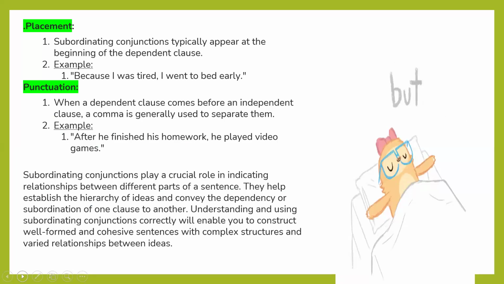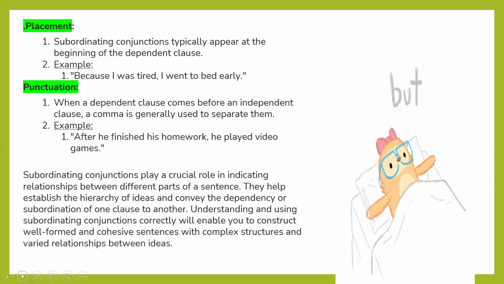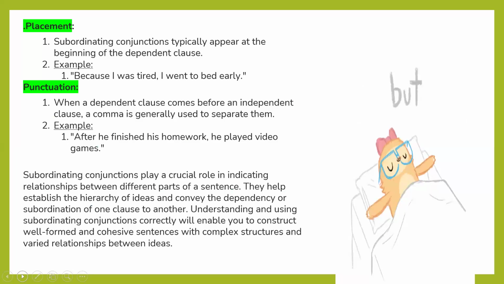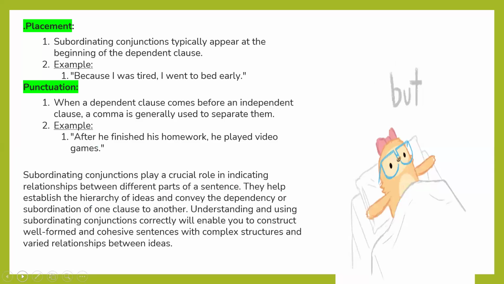Because I was tired, I went to bed early. So because I was tired, comma, I went to bed early; the same rule will be applicable. After he finished his homework, he played video games. The same rule will be applicable. After he finished his homework, after is used as a subordinating conjunction.